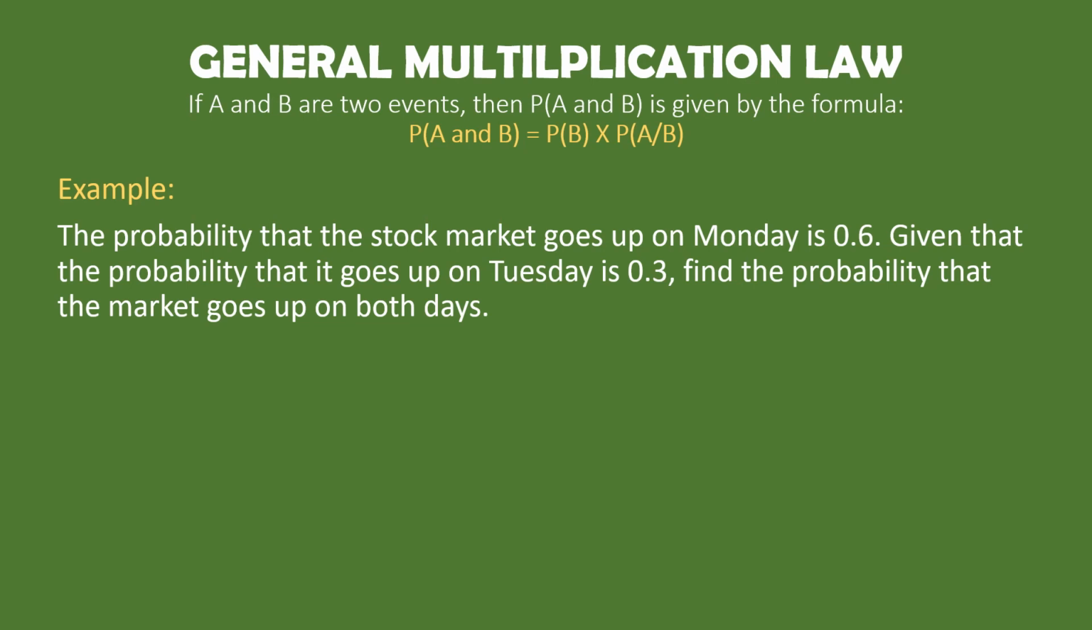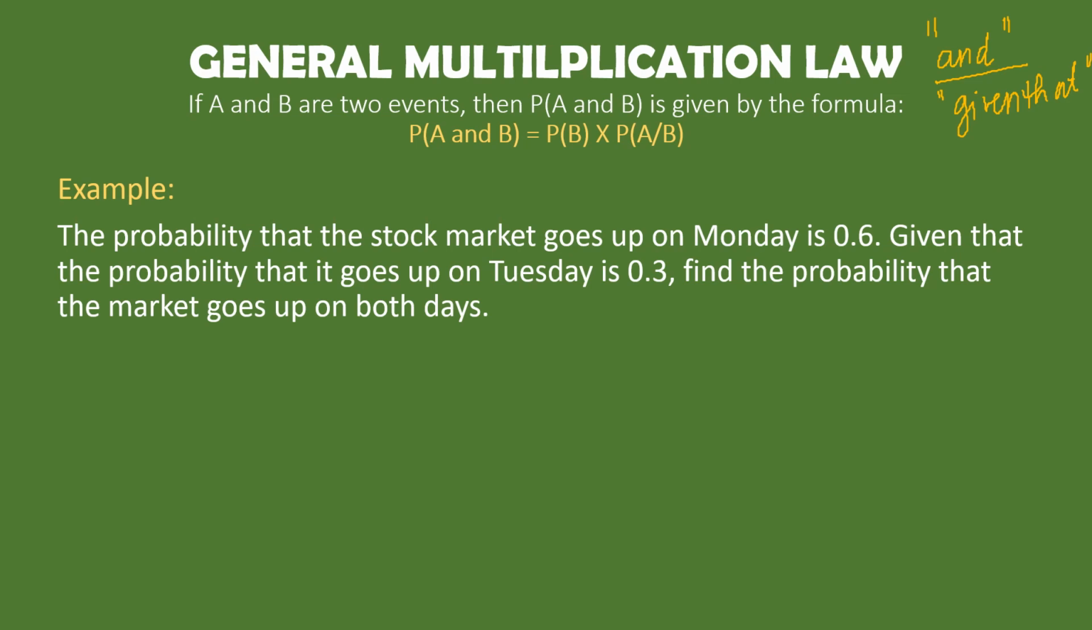However, what we're looking for here is "and". We're looking for "and", and there is a condition "given that". So this means if you analyze a problem and you're looking for "and", and then the situation has a condition, then you will use the general multiplication law. Let's try to practice on this example.